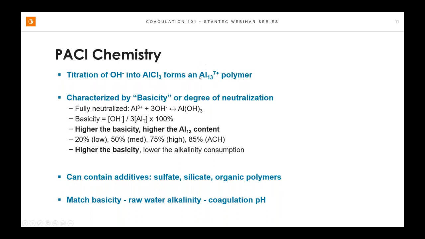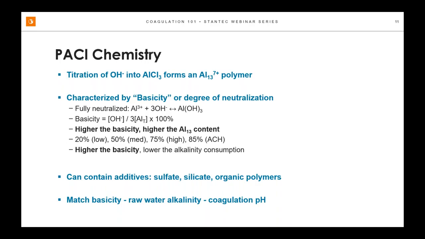So it's got a high charge, and that's what it's known for. It's called pre-hydrolyzed because you're taking aluminum and adding caustic right in the reaction. And if you imagine that every mole of aluminum has 3 moles of hydroxide, this would be fully neutralized, okay? Or it would be 100% basic. So this is the terminology you'll see in these polyaluminum chlorides.